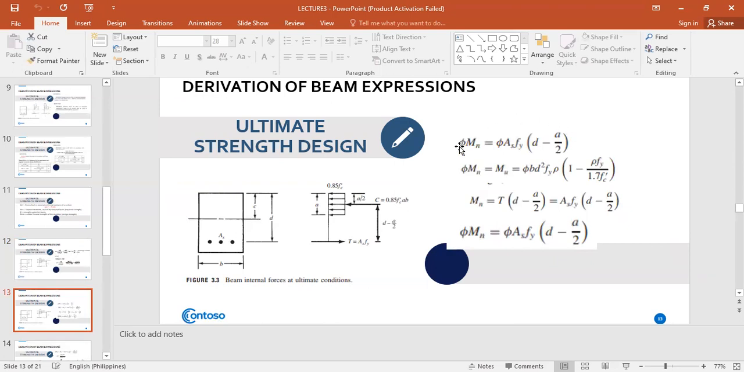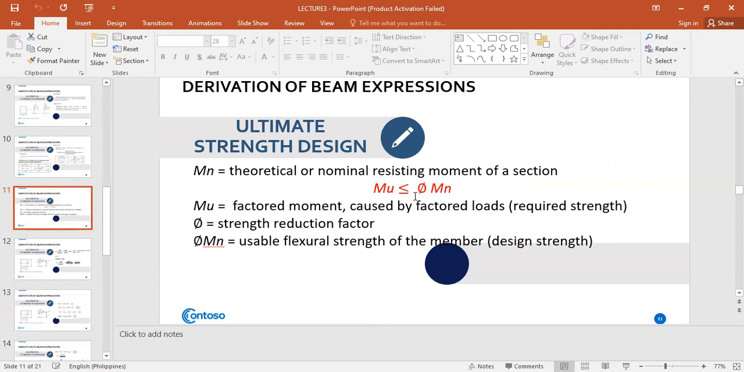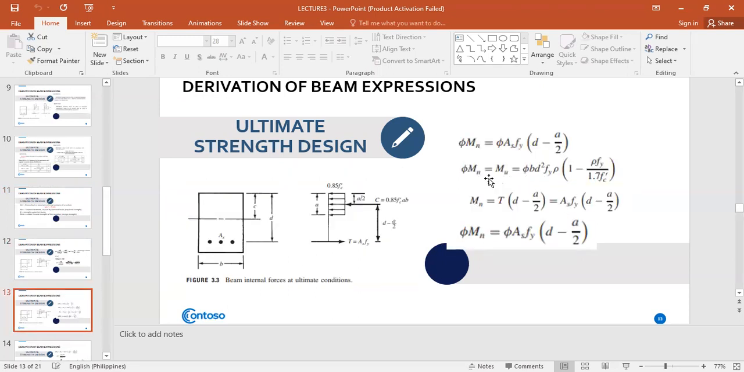So another formula that we are going to consider would be this one. Phi M sub n is equivalent to phi multiplied by ASFY multiplied by D minus A all over 2. We already discussed this equation, with the phi. So we take moments over here, more like a couple. And then this phi M sub n, remember that equation, is less than or equal. So we'll make use of the equal sign, setting aside the less than. So we have here phi M sub n is equivalent to M sub u, where your M sub u is equivalent to phi bd squared fy rho times 1 minus rho fy all over 1.7 fc prime.